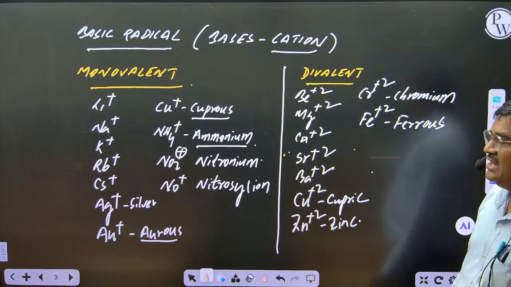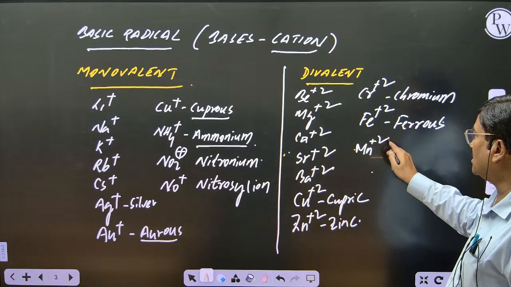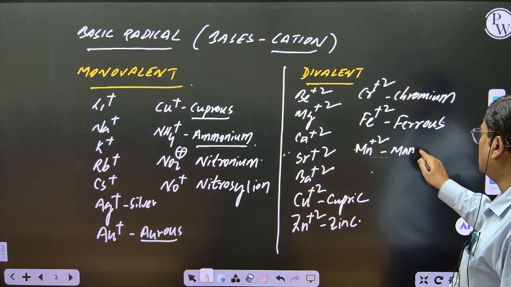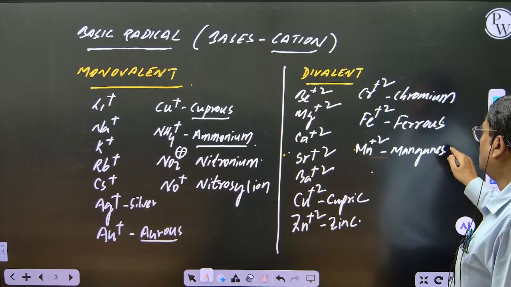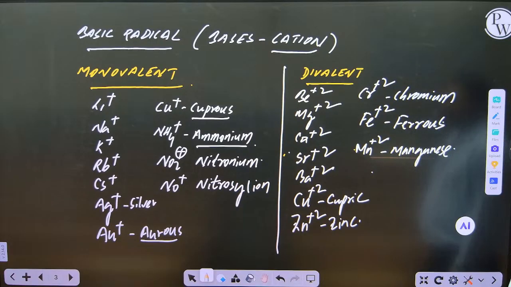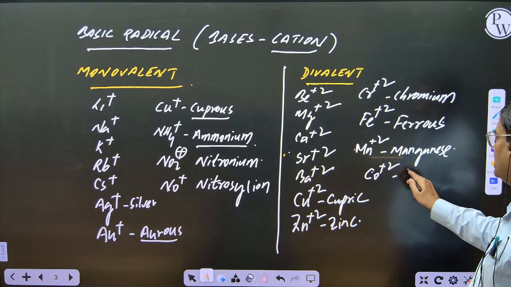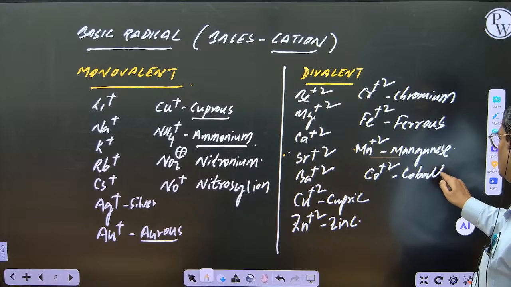And these are all what? Bivalent ions: beryllium, magnesium, manganese. You know manganese is a D block, manganese ion. You know cobalt. Cobalt also exists as bivalent, cobalt ion.